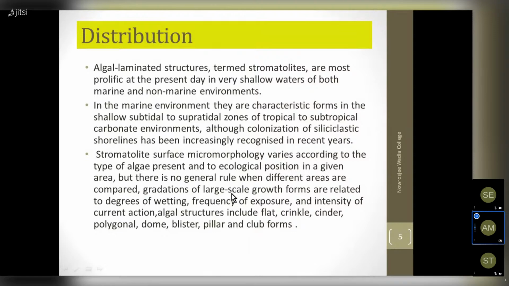And now we're going to be showing some algal structures, including some flat, smooth, crinkled, cinder, polygonal, dome, as we have seen before, and blister forms.